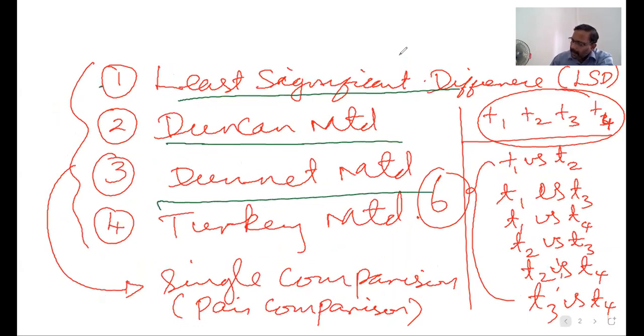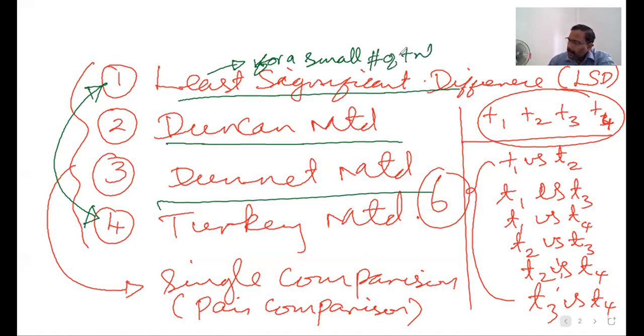For example, these two tests, 1 and 4, that means LSD and the Tukey test, are more or less the same. That is the first information. Second information, LSD is done for a small number of treatments. When you have 3 treatments, 4 treatments, even 5 treatments, a small number of treatments.